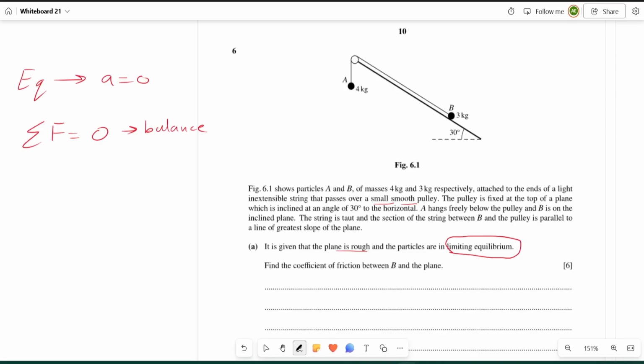Okay, what about limiting equilibrium? Limiting equilibrium means that we are almost about to move, almost about to break equilibrium. The forces are balanced exactly. If anything happens, if I move B a little bit or give it a little push, we're going to go out of equilibrium. This word limiting equilibrium directly relates to friction. Let me give you a small example. Let's say we have a box over here. You're pushing 10 newtons to the right and the box is not moving.